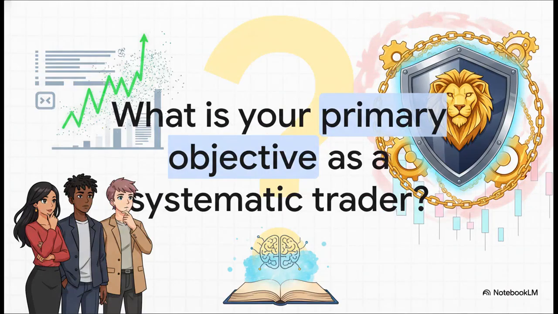I'll leave you with this question to think about. If your objective is not to find every single winning trade out there, then what is your primary objective as a systematic trader? The answer to that question is rooted in risk management and protecting your capital. And that all starts with the discipline we've covered today.